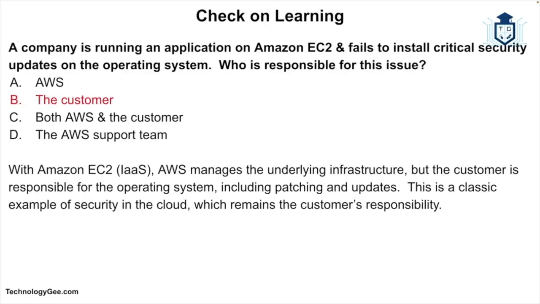So with Amazon EC2, which is an infrastructure as a service, AWS manages the underlying infrastructure, but the customer is responsible for the operating system, including the patching and updates. And this is a classic example of security in the cloud, which remains the customer's responsibility.